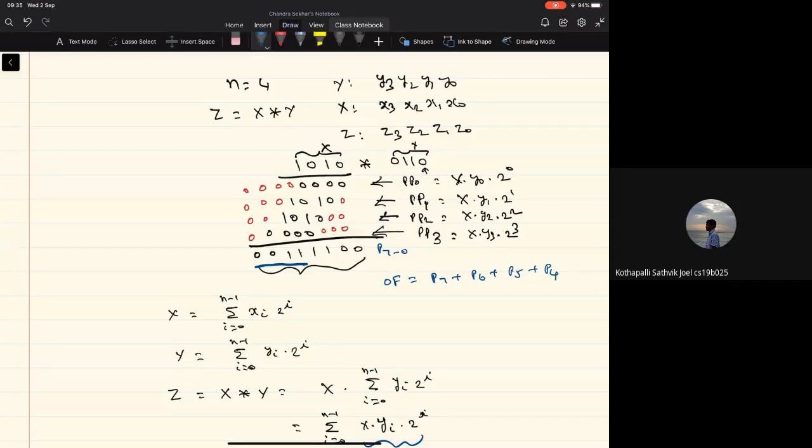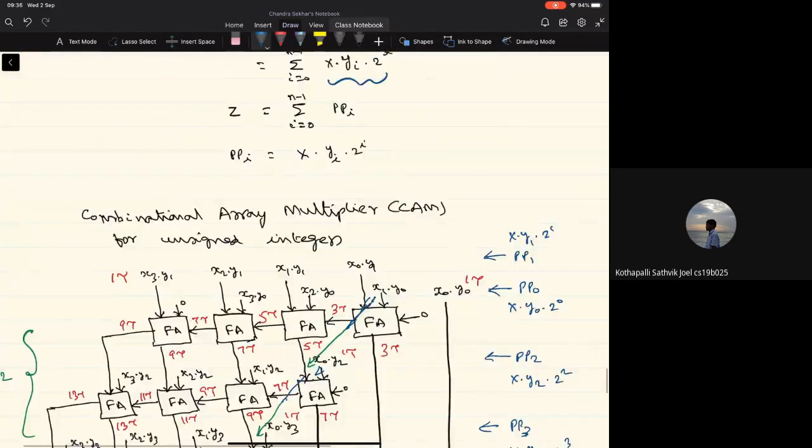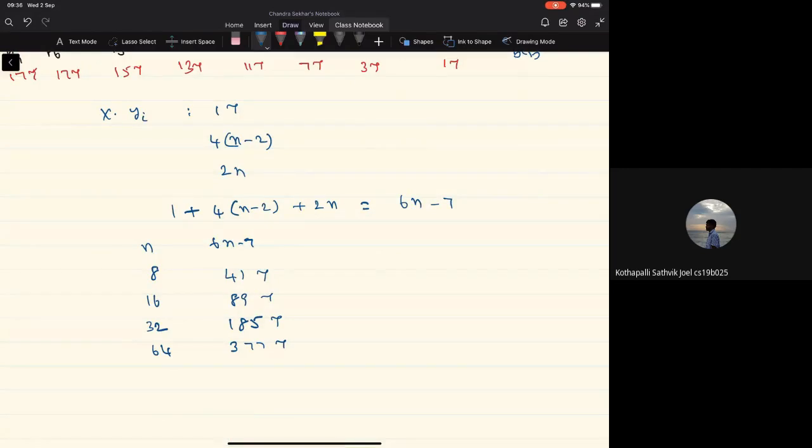P4 or P5 or P6 or P7: if even one of these bits is 1, then there will be an overflow. Only when all these bits are 0 is there no overflow, where the product is fitting into 4 bits. So it's a very simple expression that we need to implement: an OR operation on the higher order 4 bits, and in general for n bits, the overflow will be the OR of the higher order n bits.